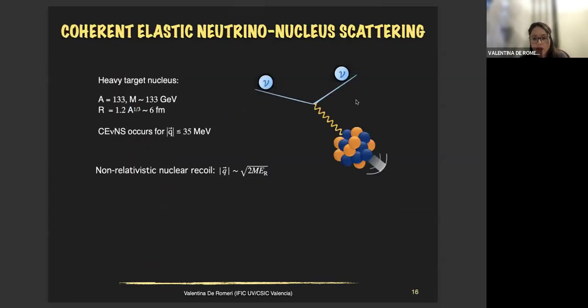We can also estimate the typical magnitude of the momentum transfer, for instance, for a heavy target nucleus like cesium, which is the target material that was used to first observe CEvNS. And we see that this momentum transfer is of the order of 35 MeV or smaller.